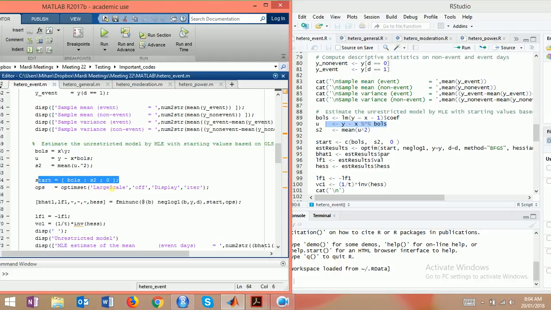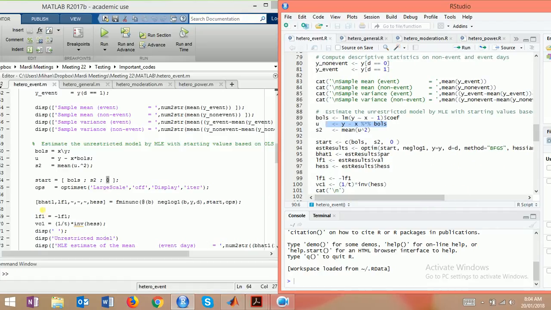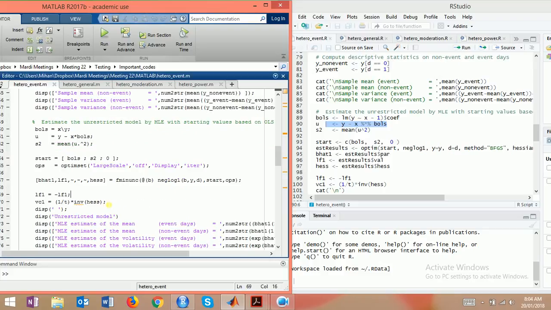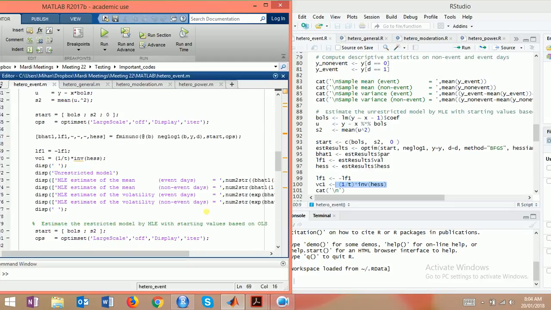Beta, sigma square, starting is 0 for beta and sigma square, and unrestricted for beta, sigma square and everything, 0 for d, right? We don't need this many things in our estimate results. Optim with start, neg log likelihood, y, x, d, method BFGS. So the fit and the variance covariance matrix give us the inverse Hessian. We have the estimated unrestricted model.